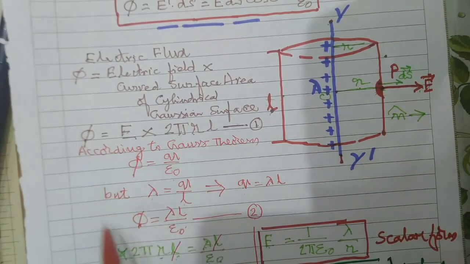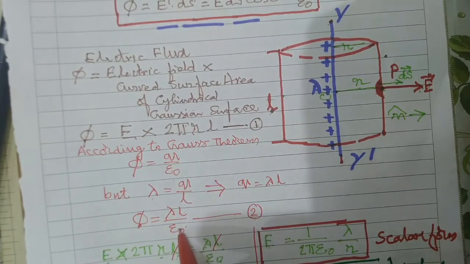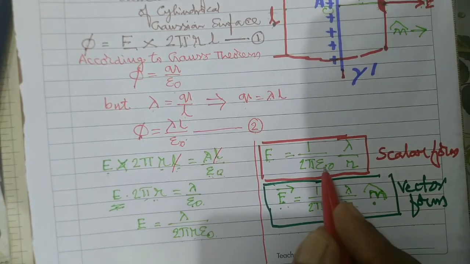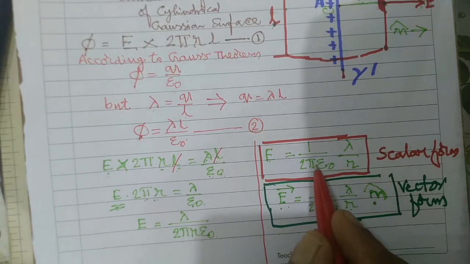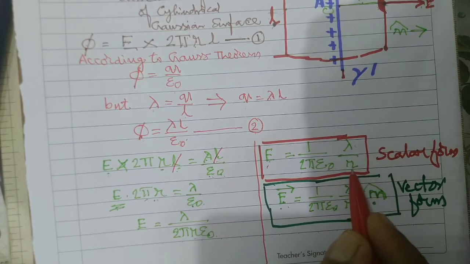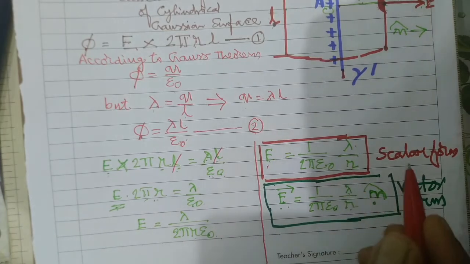Left hand side is phi in both, so the right hand sides will be equal. So E into 2 pi r L is equal to lambda L by epsilon 0. L gets cancelled. Then E into 2 pi r is equal to lambda by epsilon 0. Our aim is to find E. E is equal to lambda by 2 pi r epsilon 0. The standard form which is written in most books is E equal to 1 by 2 pi epsilon 0 lambda by r, which is the scalar form.